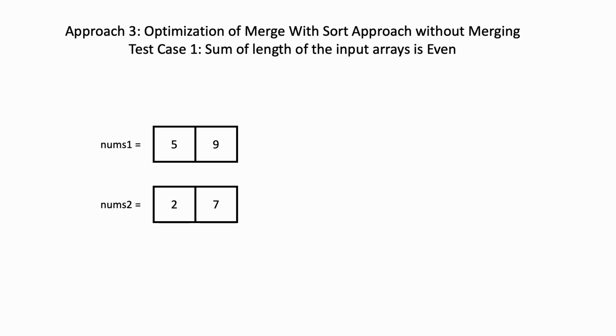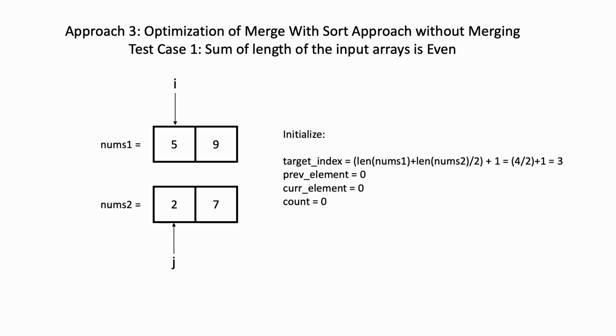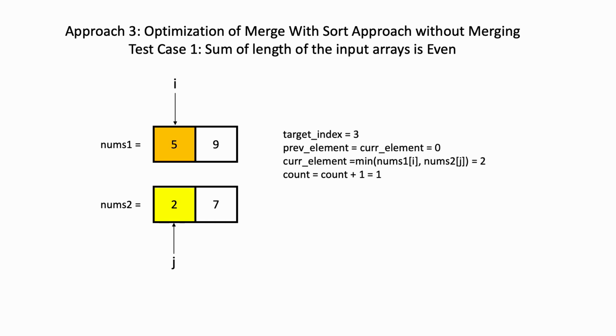Let's visualize the solution by taking this test case where the sum of the lengths of the input arrays is even. We'll start by initializing these variables where target index would be length of nums1 plus length of nums2, divided by 2, plus 1, which is 3. Previous element, current element and count will be initialized to 0. The ith and jth pointers will be initialized to index 0 of nums1 and nums2.